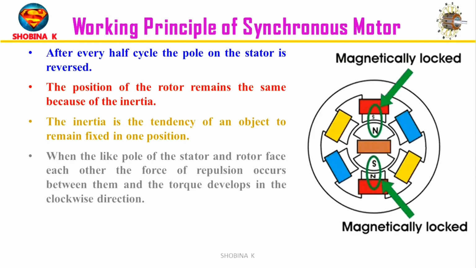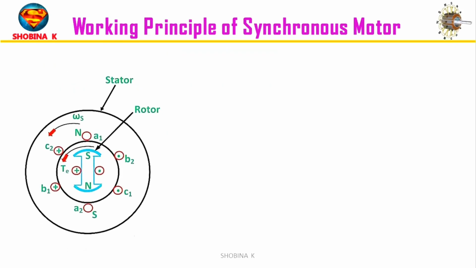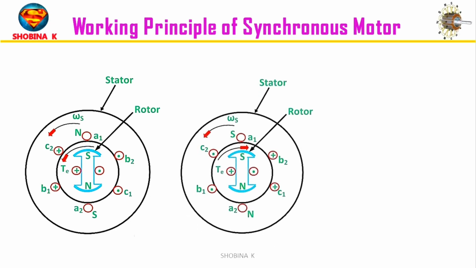When the like poles of the stator and the rotor face each other, the force of repulsion occurs between them and the torque is developed in the clockwise direction. Now let's understand this with the help of the diagram. For simplicity, consider the motor has two poles. In the diagram, the opposite poles of the stator and the rotor face each other, so the attraction force develops between them. After the half cycle, the poles on the stator reverse. The same poles of the stator and the rotor face each other, and the force of repulsion develops between them.